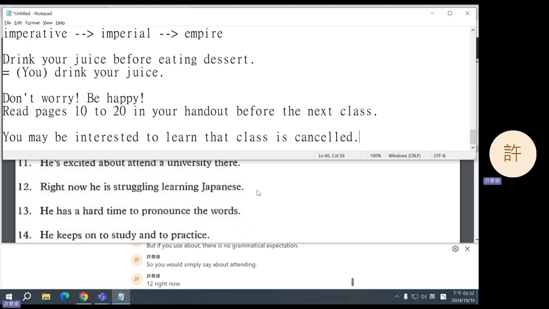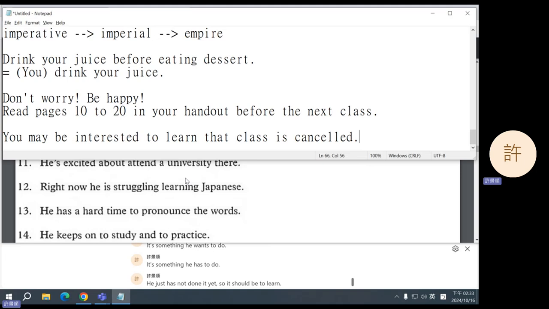12. Right now, he is struggling learning Japanese. Number 12, please. Struggling learning, is this correct? Struggling to learn. So he's trying to learn. It's uncertain. He has not actually done this yet. He is in the process. It's something he wants to do. It's something he has to do. He just has not done it yet. So it should be to learn.